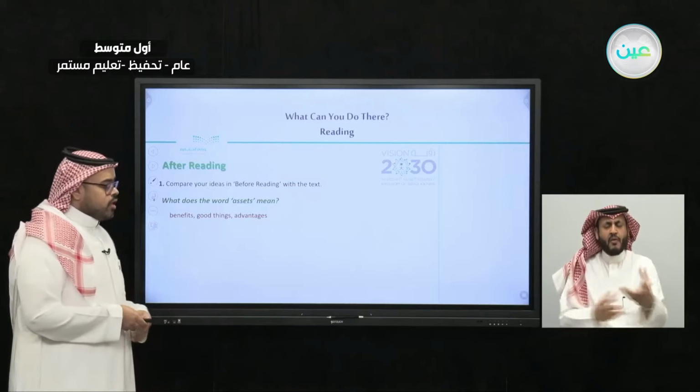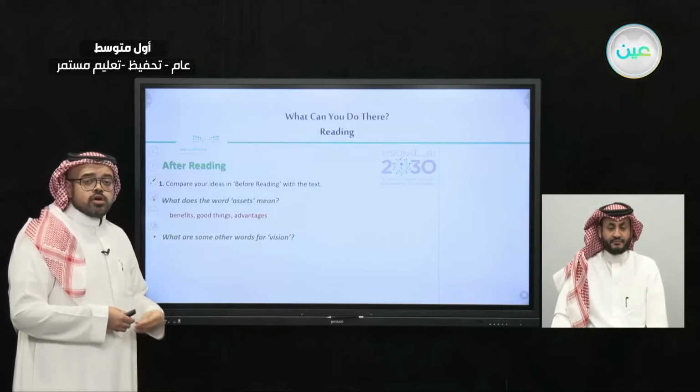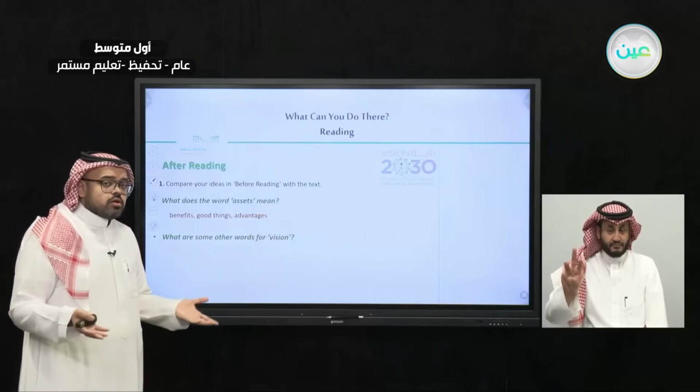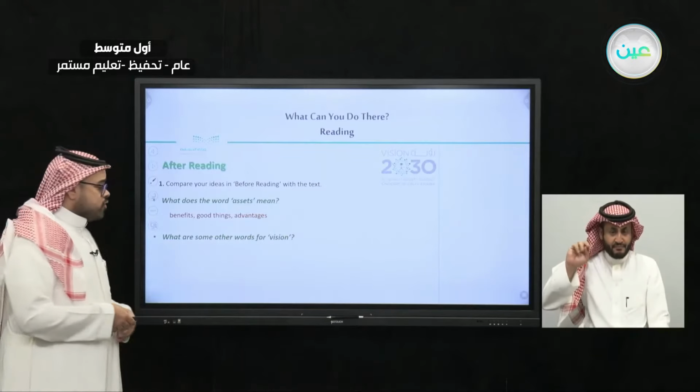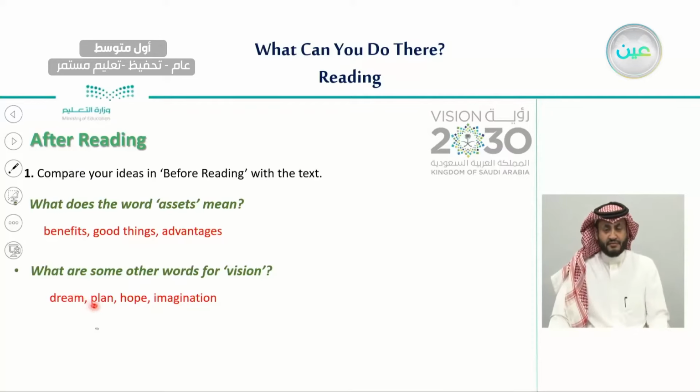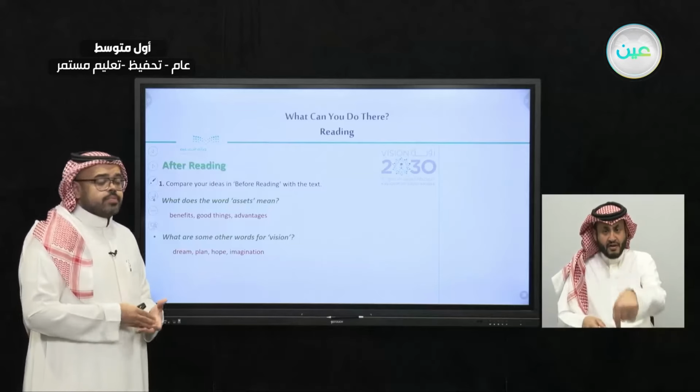We have many assets. The other question is, what are some other words for vision? We have talked about the Saudi vision, the 2030 Saudi vision. So are there other words for the word vision? Very good. We can think of them, for example, dream, plan, hope, imagination. All of these words are similar to the word vision. It means you have a dream and you are planning to make that dream happen.